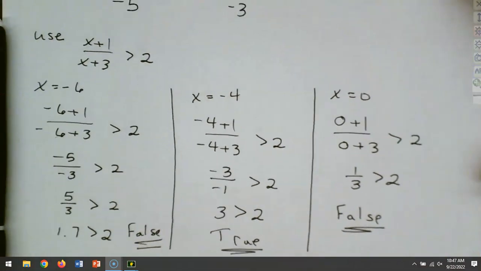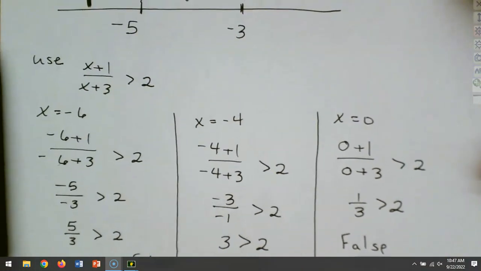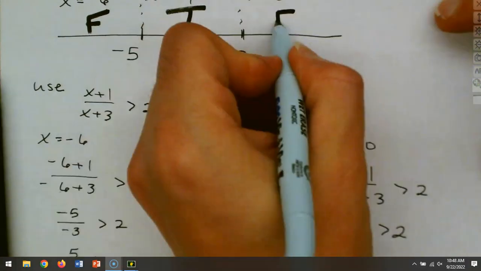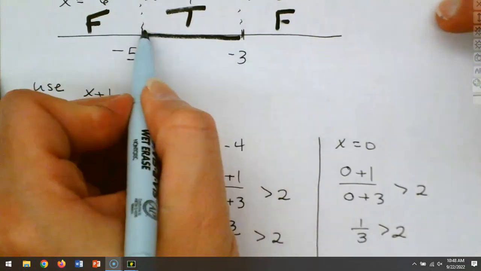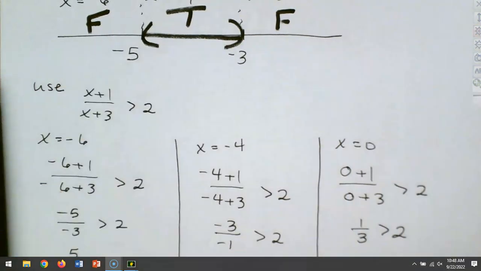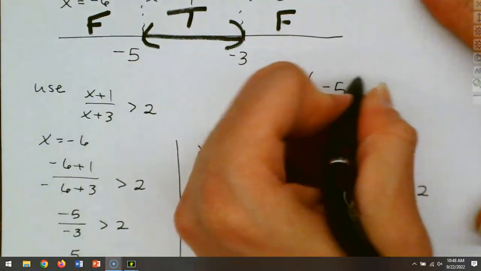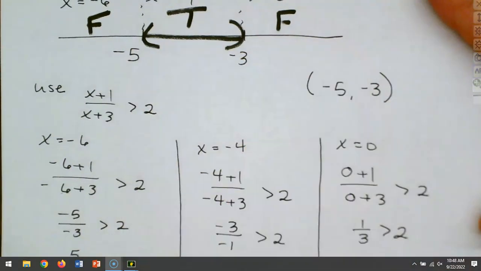Okay, so we've got it. How do our regions go? False, true, false. Where do we shade? In the middle. What's our answer? Negative 5 to what? Negative 3.